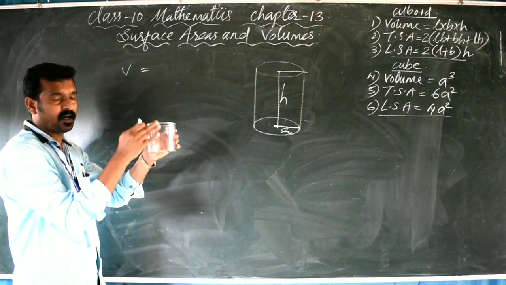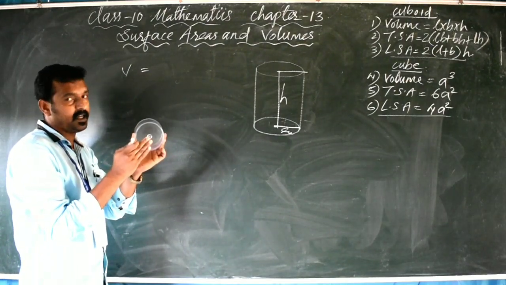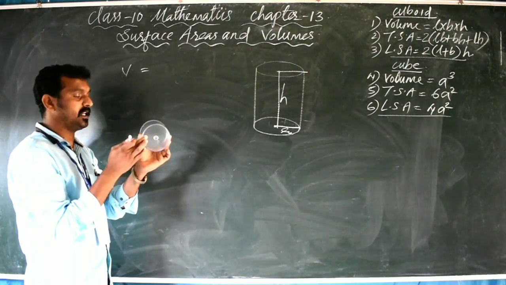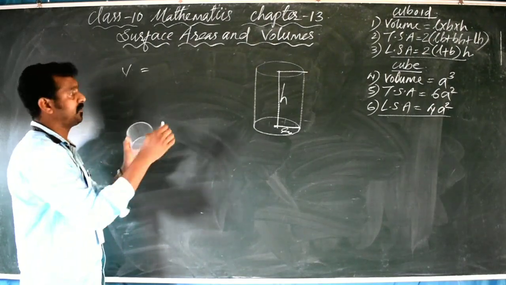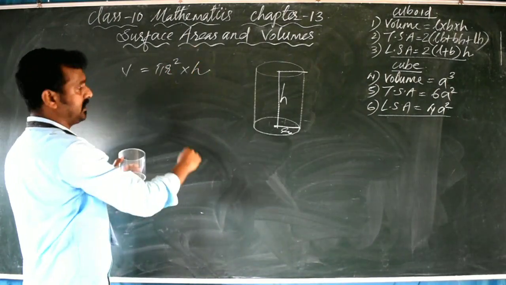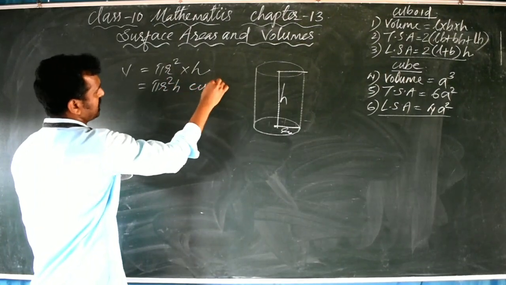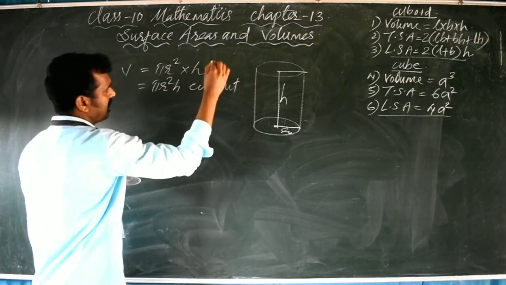Volume is equal to base area into height. What is the base area? The base is in the form of a circle, and its radius is r. The area of a circle is pi r square, into height, that is h. So the volume of a cylinder is equal to pi r square h cubic unit.